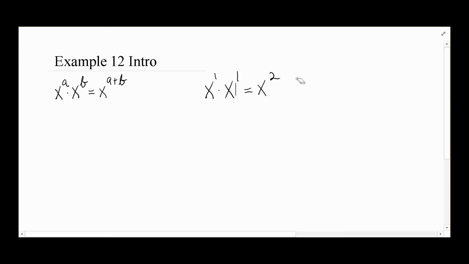And that's true a lot of places in math. If you're not sure on a particular rule, think about a simple case that you know the answer to and test it. See if it works.